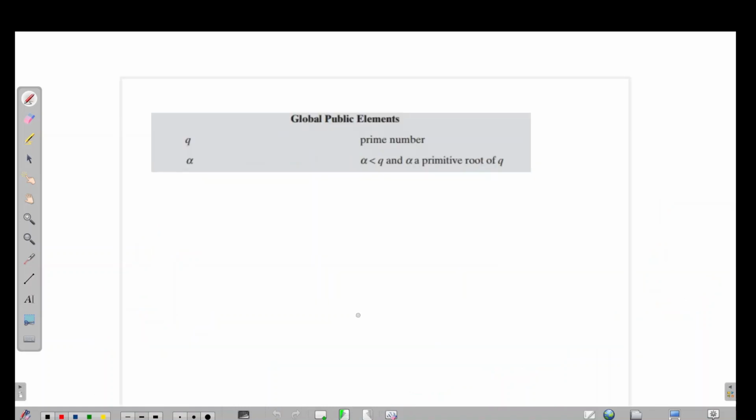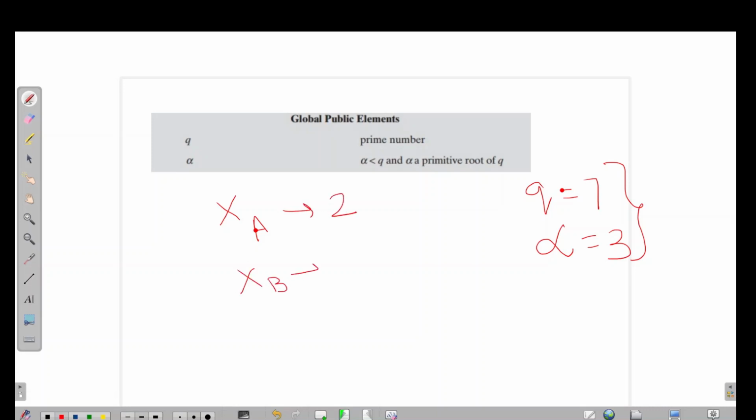The first step is the global public elements. Here, we are taking Q equal to 7 and alpha equal to 3. It was already proven in the previous video that 3 is a primitive root of 7, so no need to bother about that. The parameters given are the private key of A, XA, which we take as 2, and the private key of B, XB, which is given as 5. So these are the parameters we have in hand. Let us do the calculation. The first step is over with the global parameters.